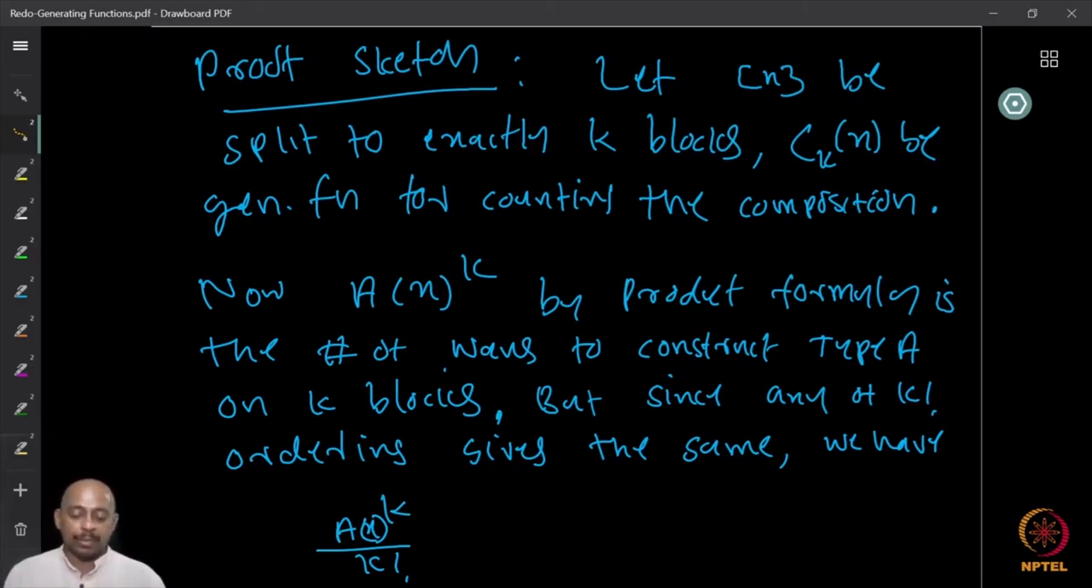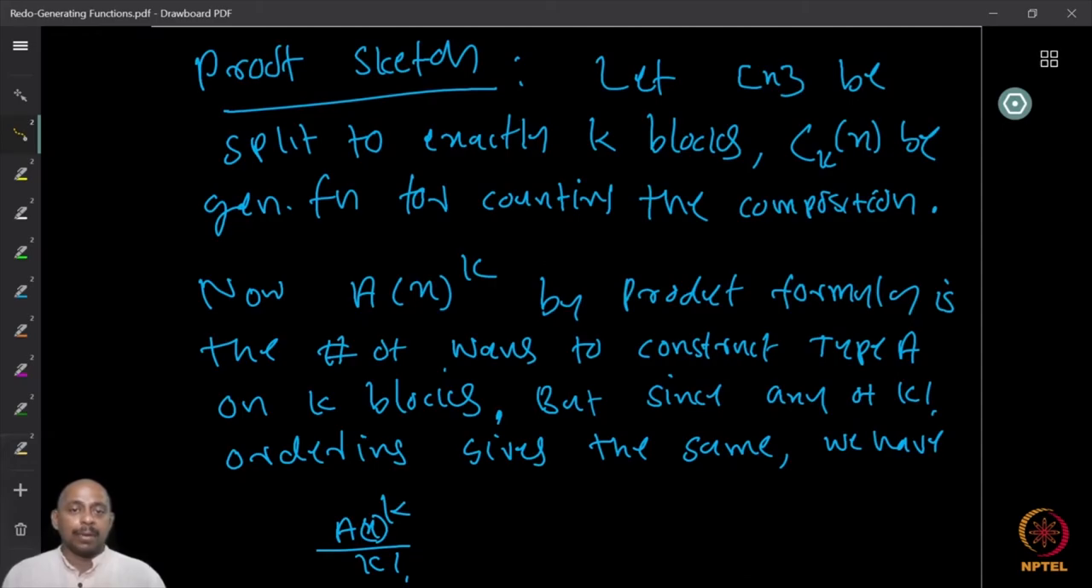So now we are partitioning into k parts and putting an A structure on each of the parts. Therefore, A of x times A of x times A of x, k times, will give the generating function for doing this. But there is only a small catch. When we were doing this with different types of objects, A type, B type, C type, etc., I partition and then put an A structure on the first, a B structure on the second, and then a C structure on the third.